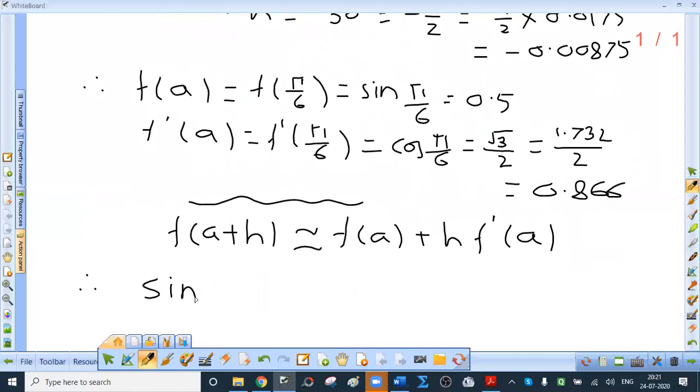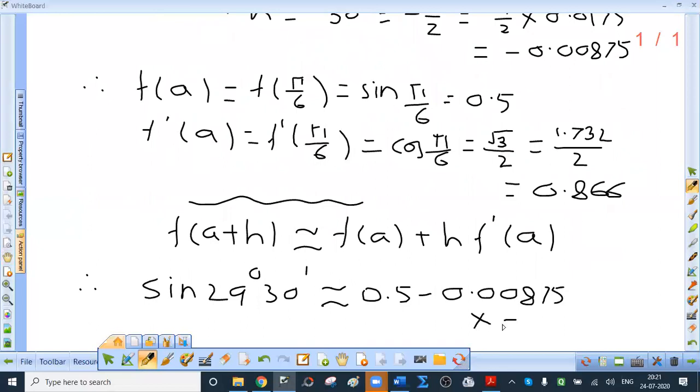Therefore, sine of 29 degree 30 minute is approximately equal to, substitute, it is 0.5 minus 0.0... I think 0.0875. Okay, multiplied by 0.866. What is difficult? Multiplication.